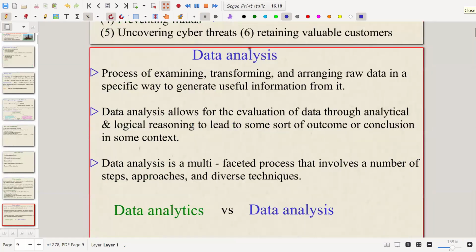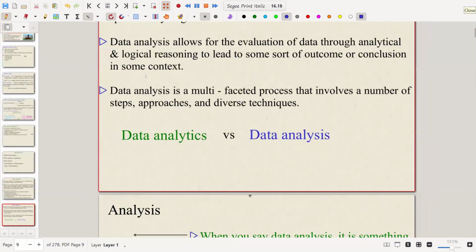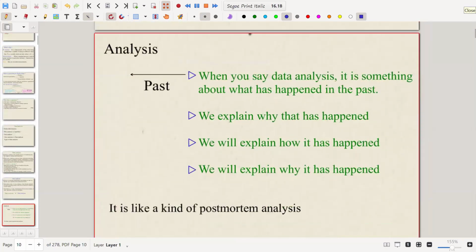So what is analysis? Analysis is the process of examining, transforming, and arranging raw data in a specific way to generate useful information from it. Fine. But till now, I see that the definitions of data analytics and data analysis are a bit of a mix. You are not able to see the real difference. But fine, the next slide will clear it up more.